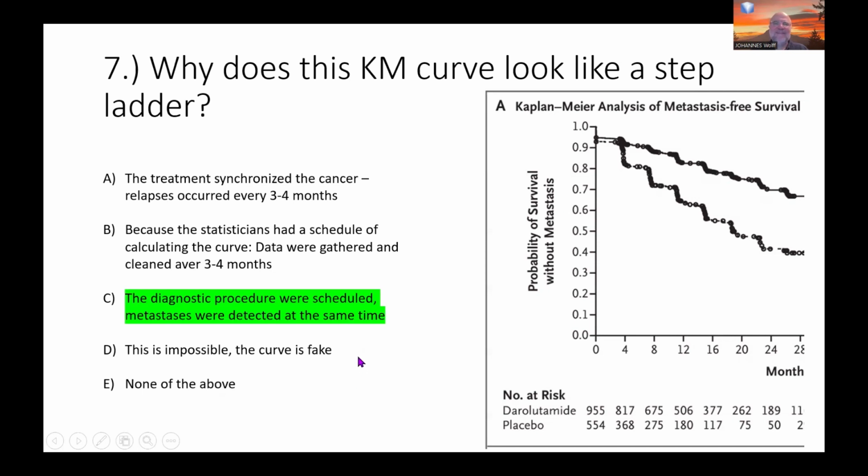The answer is C. The diagnostic procedures were scheduled. You actually see those step downs in the event-free survival or progression-free survival curves quite often in publications, in particular in cancers that cannot be seen from the outside, such as prostate cancer in this case, or ovarian cancer.